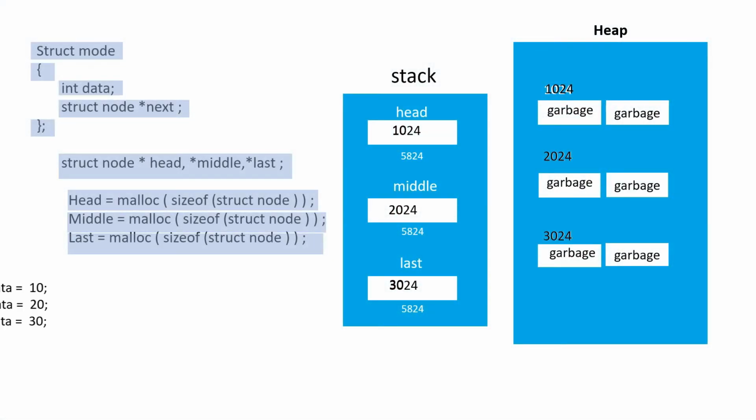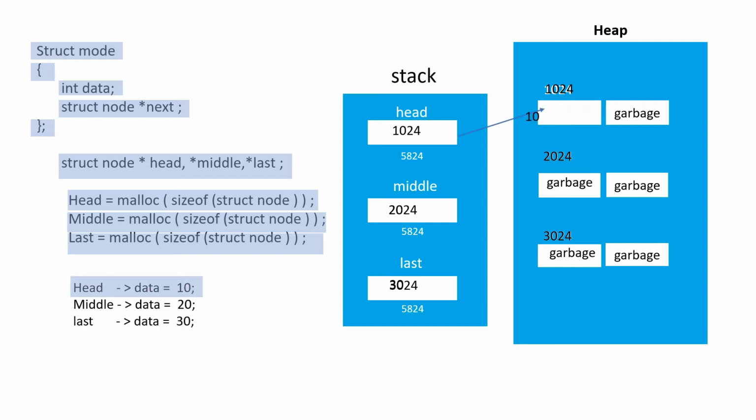Next, we need values in the nodes. So let us assign the values 10, 20 and 30 to the head, middle and last nodes. The values will be stored in the data part. So write head data equal to 10. So 10 is stored here. Next write middle data equal to 20. So 20 is stored in the data part of the middle. Next we have last data equal to 30. So 30 is stored in the data part of the last node. So now we have the nodes with the values.